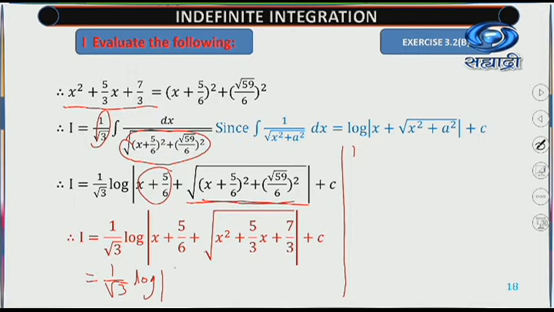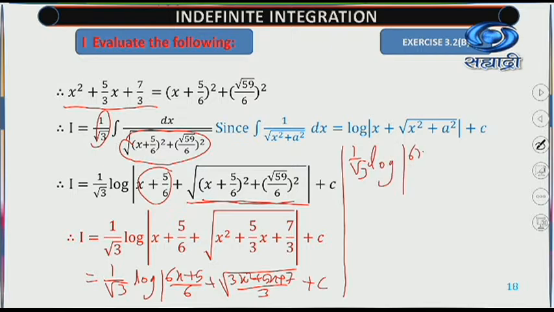1 upon root 3 log. So what you will get here is 6x plus 5 upon 6, and from here root of 3x square plus 5x plus 7 upon 3, inside the root sign, plus constant of integration. Now you are able to write this function as 1 upon root 3 log of mod 6x plus 5 upon 6 plus root sign, root 3x square plus 5x plus 7 upon root 3. And you are able to take the LCM here. What is the LCM here?